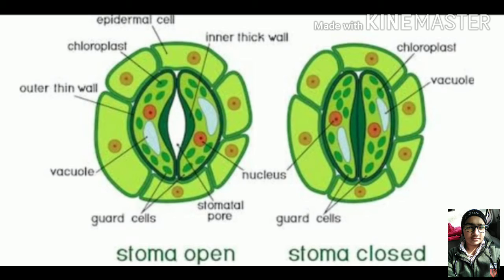The opening and closing of the pores is the function of the guard cells. The guard cell swells when water flows into it, causing the stomatal pore to open. Similarly, the pore closes if the guard cell shrinks.